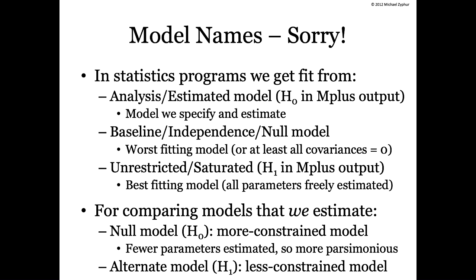So we'll see how it works in just one second. But anyway, in that case, we'll use different terminology, because now we've got 2 models that we're estimating. They're both analysis models, but if we want to compare them, we're going to give them different names. We're going to say the null model, in that case, which is H0, is the more constrained model. The parameters we're estimating are typically a subset of the parameters we're estimating in a different model. And that other model is our alternate model with more parameters being estimated, the less constrained model, which we'll call H1.